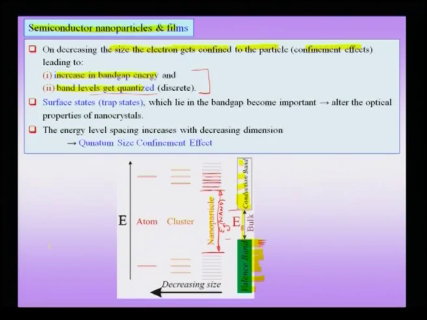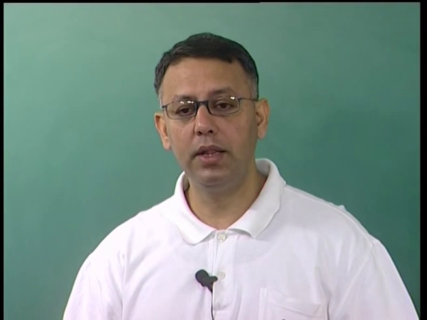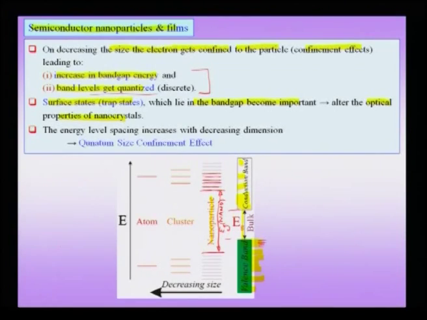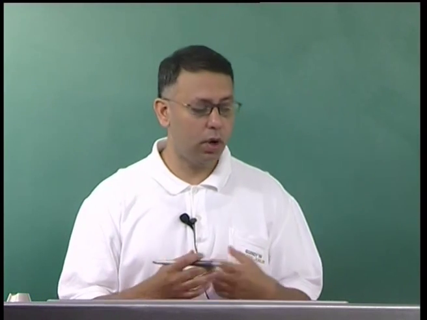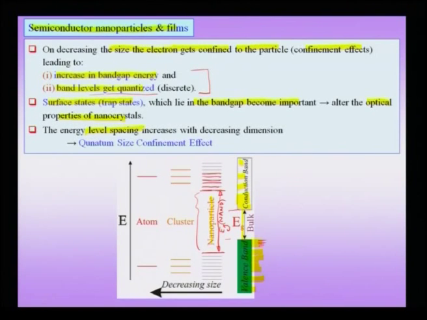Another important effect in semiconducting nanoparticles is that surface states or trap states can form, which lie in the band gap and become important, because now the optical properties of the nanocrystals are going to be dominated by the surface states, and therefore there may be absorption. Suppose I am talking about a surface state lying in the band gap somewhere here, this is my band gap. This implies those surface states will absorb more strongly as compared to the inherent band gap edge, or the inherent EG nano, and therefore those will tend to dominate the optical properties of the semiconductor. So the energy level spacing increases with decreasing dimension, and this is called the quantum confinement effect.